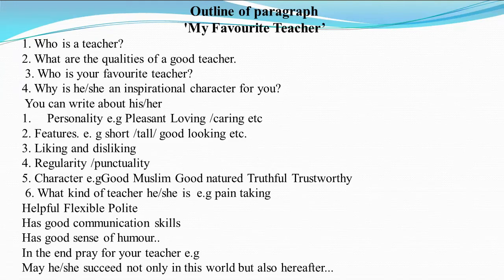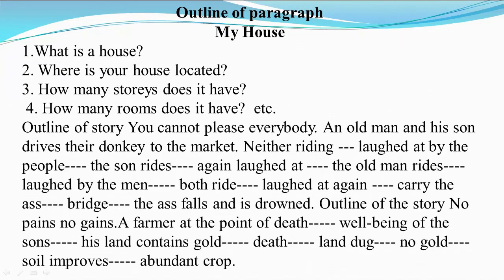Okay, and the next paragraph. The outline of the next paragraph, my house, is, you can write about what is a house, where is your house located, how many stories does it have, how many rooms does it have, etc. You can simply describe your own house.